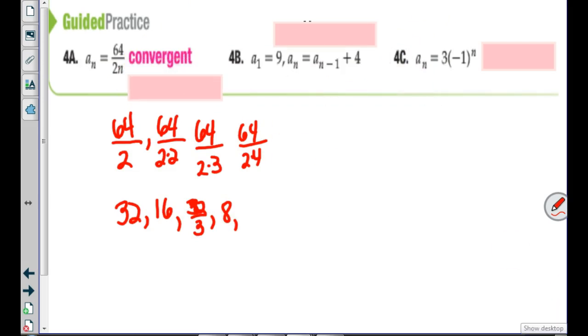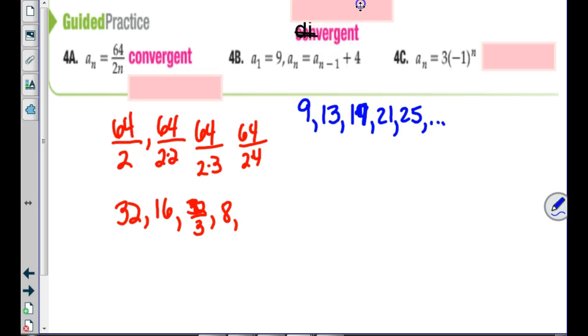Okay, the next one is not an explicit formula, but if we put numbers in, the first number is what, guys? First term? Then what are we supposed to do? Plus 4. Is that going to approach a particular number? It's going to keep growing. So this is what? Yeah, divergent, okay?